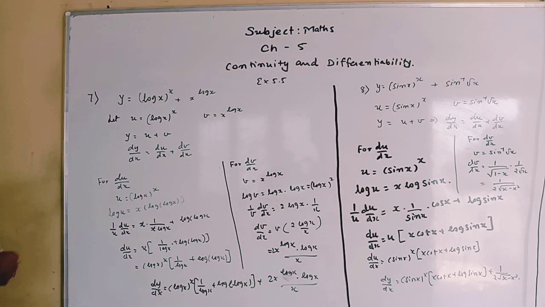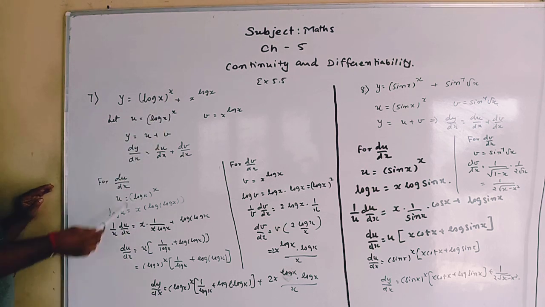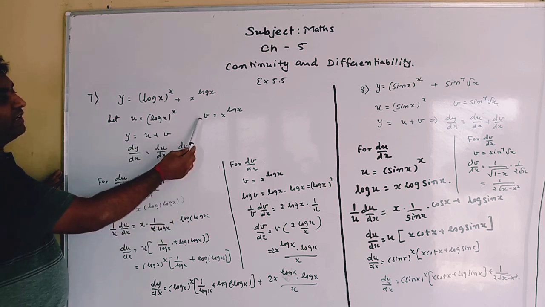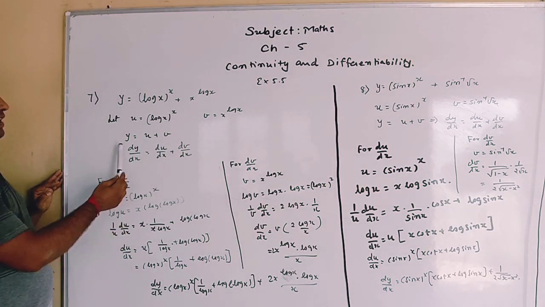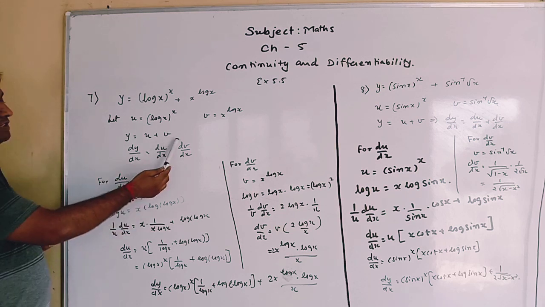Now seventh question here, y equals log x raised to x plus x raised to log x. So u equals log x raised to x and v equals x raised to log x we take, then y equals u plus v, and dy by dx equals du by dx plus dv by dx.